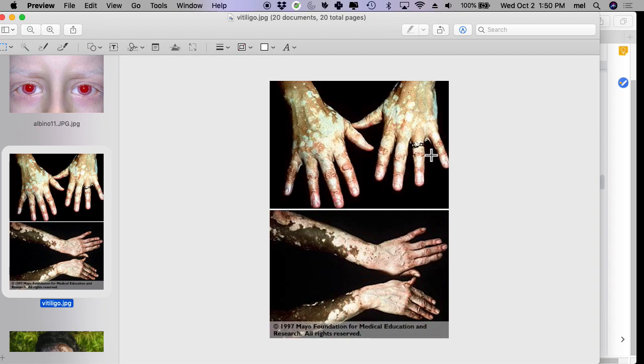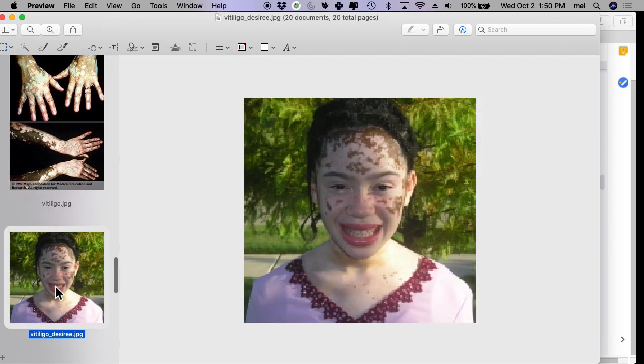And you can see that the person in the bottom probably is of African descent. The person in the top probably is of some other descent. I don't know. So you can see that vitiligo is more noticeable when people have darker skin. It's no more likely to occur in people with darker skin. Here's a little girl with vitiligo. This is what Michael Jackson said bleached his skin.